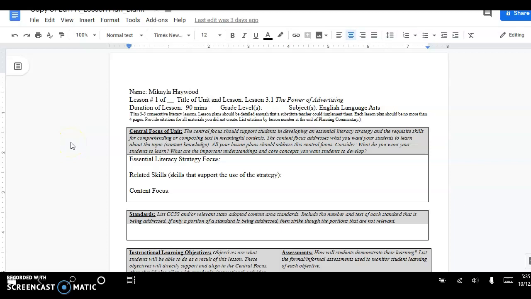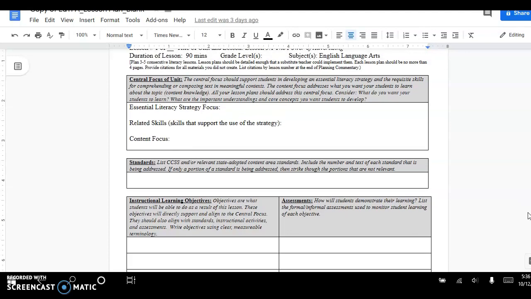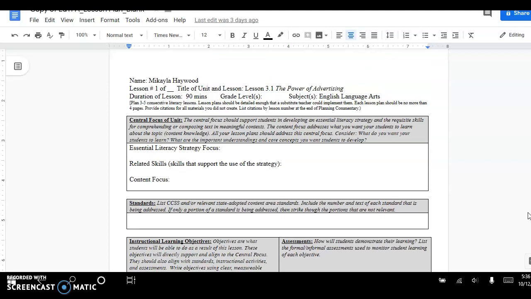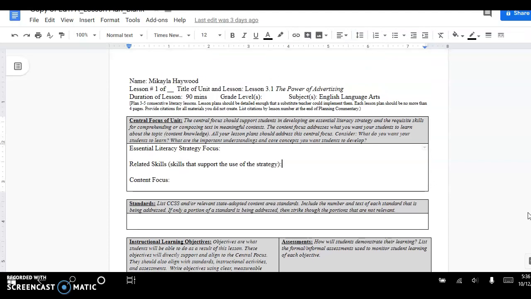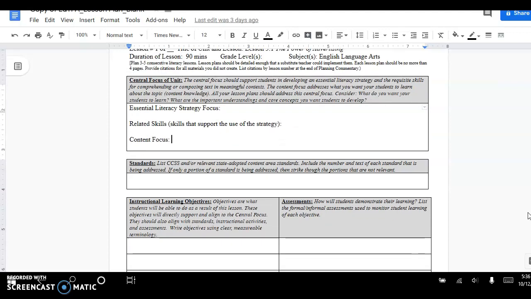Okay, so this is going to be a screencast about the lesson plan templates and kind of how I view them or understand them, and then we're going to look at a sample of one that has already been done. So this is kind of the empty template, and I know I filled out a little bit at the top. So you start with your name, your lesson or title of the unit and lesson, how long the period is for, what grade and what subject.